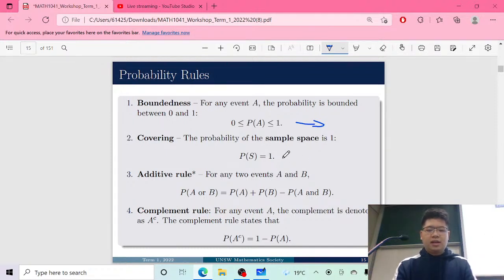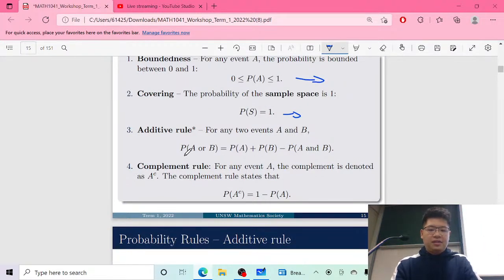Next is that it's covering. So what this means is that the probability of the sample space is 1. This means that the probability of all your events happening is 1. Well, that makes sense, right? Because you're defining what is possible to happen. And if all of these events are happening at the same time, it means that the probability is just 1.